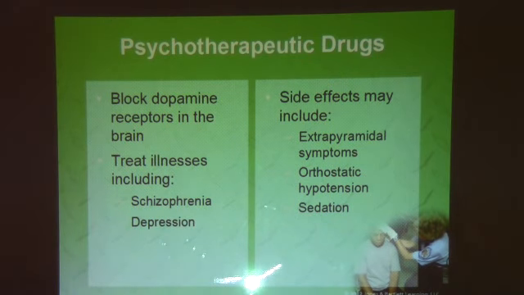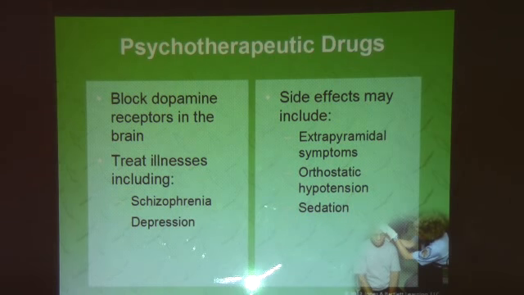Psychotherapeutic drugs work by blocking the dopamine receptors in the brain. Many are used to treat illnesses such as schizophrenia and depression. They're associated with a host of side effects, which may include extrapyramidal syndromes, including involuntary movements, tremors, rigidity, muscle contractions, restlessness, and changes in breathing and heart rate, orthostatic hypotension, sedation.